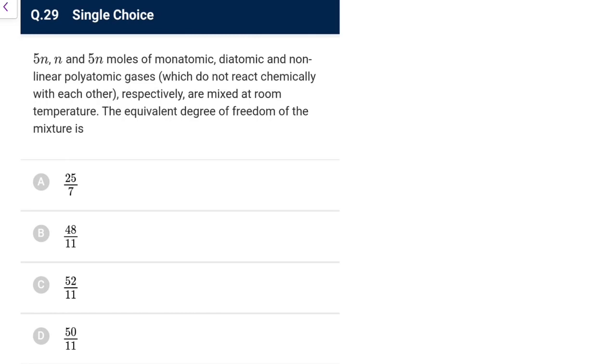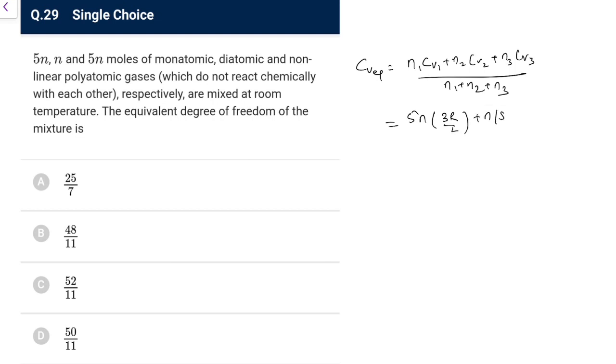First of all, we will write CV equivalent. CV equivalent you write as N1 CV1 plus N2 CV2 plus N3 CV3 over N1 plus N2 plus N3. That is the usual way we write. So what we will have is 5N into mono; mono means 3R by 2, plus N into 5R by 2, and for non-linear polyatomic it is 3R, and this would be 5N, sorry. So N1 plus N2 plus N3, this would be 11N.